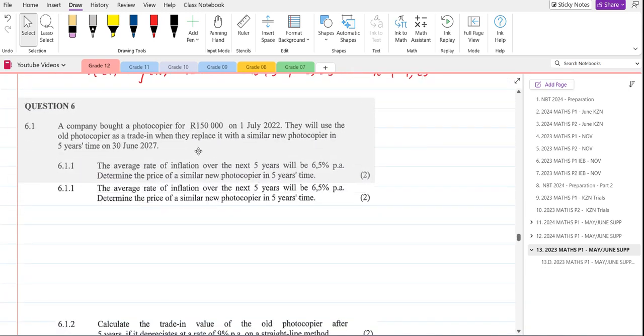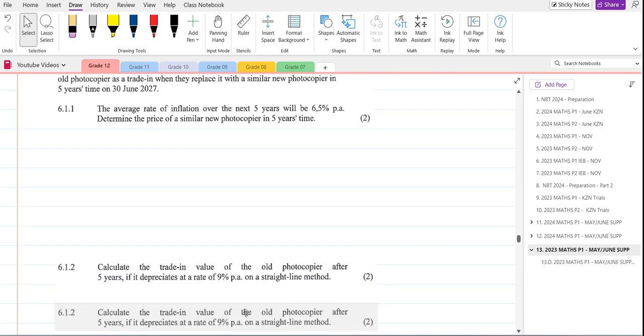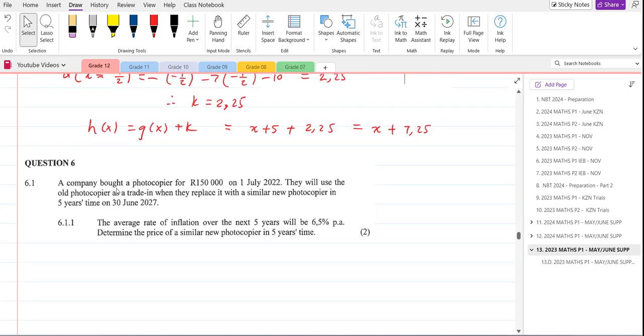Now we are on to financial mathematics. Right, so what we have in financial mathematics, a company bought a photocopier for 150,000 on 1st July 2022. That's the cost of the photocopier. They will use an old photocopier as a trade-in when they replace it with a similar new photocopier in 5 years time on 30th June 2027. The average rate of inflation over the next 5 years will be 6.5% per annum. Determine the price of a similar new photocopier in 5 years' time.